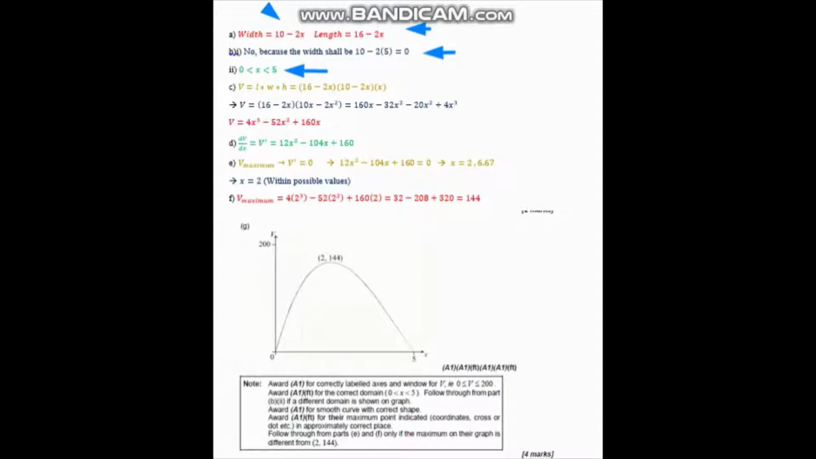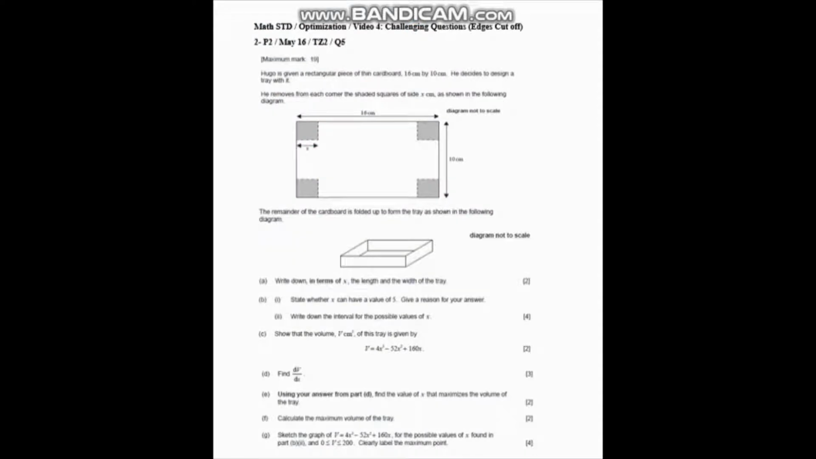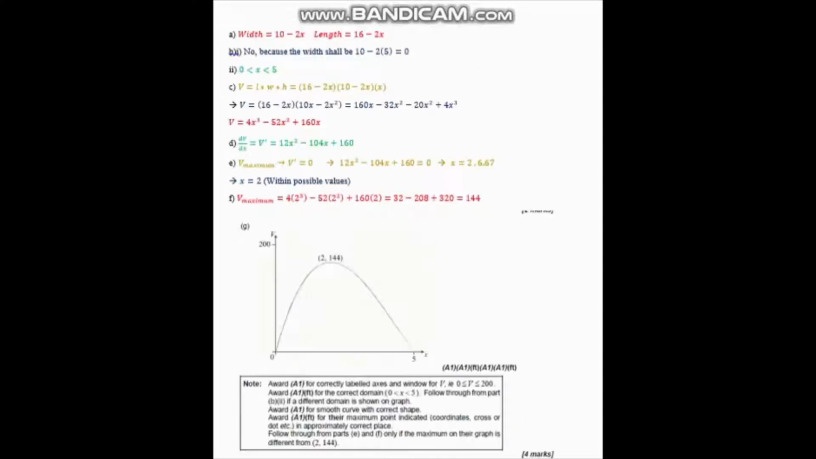The domain for x is from 0 to 5, but bear in mind that these are strict inequalities, meaning that it is 0 less than x, not 0 less than or equal to x, and x is less than 5, not x is less than or equal to 5. Next, you are required to show that the volume of the tray is given by this expression, and we simply multiply length by width by height.